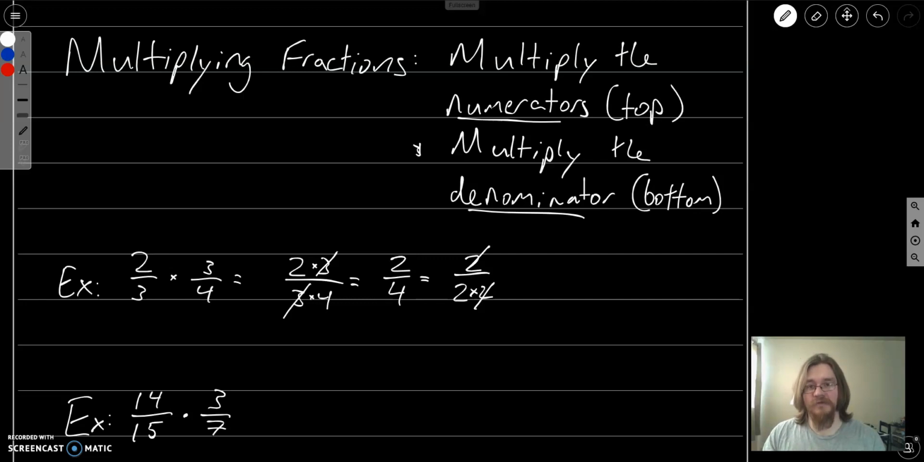If we've canceled everything off the top or everything off the bottom, it doesn't matter which side, if we cancel everything, what's left is just 1. So on the bottom, we're left with a 2. On the top, after we've canceled everything, we're left with a 1. So this is what we get when we multiply these fractions and reduce.